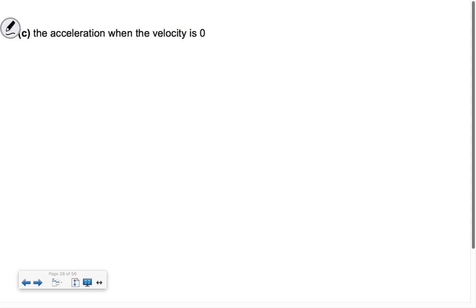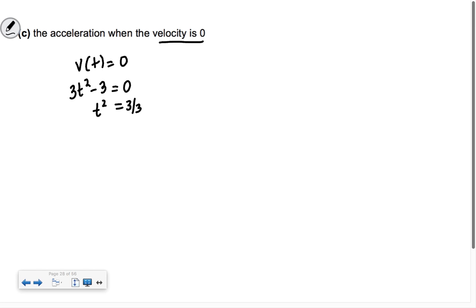All right, so the acceleration when the velocity is equal to 0. So first we want to know, when is the velocity equal to 0? So we're solving v of t equals 0. V of t was 3t squared minus 3. We set it equal to 0. Can you guys do this in your head?